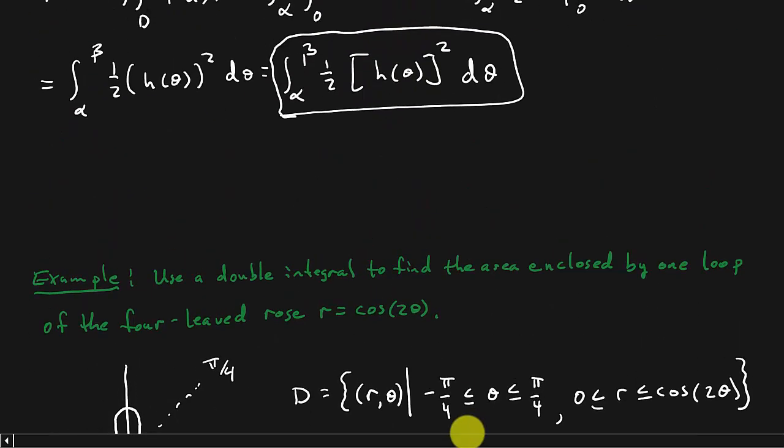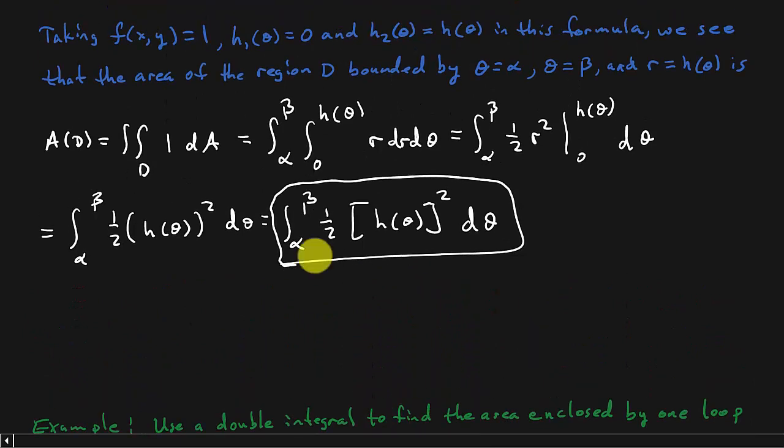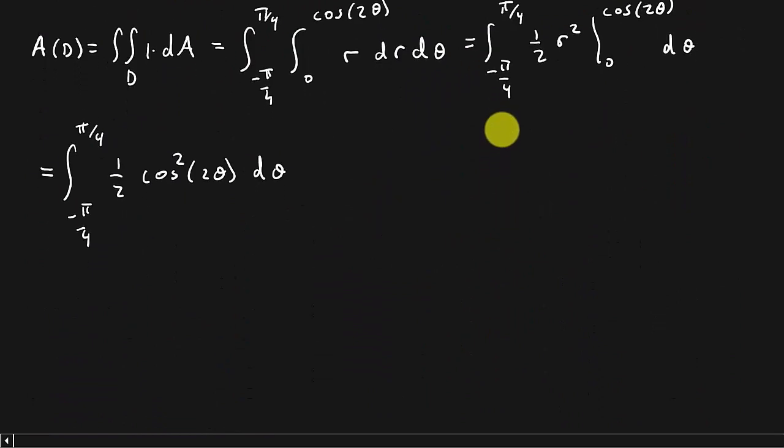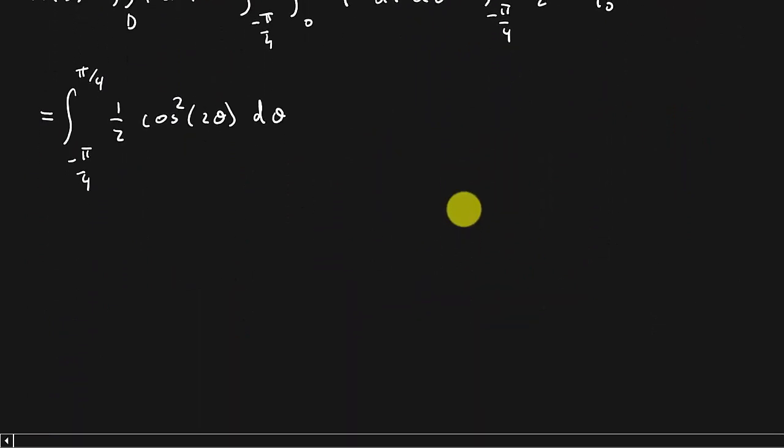And look, remember what this said up here? If we have that, we got down here alpha to beta, so there's your negative pi over 4 to pi over 4, 1/2 h of theta squared. What was h of theta in our problem? It was cosine 2 theta. So you see, we got right to here. If you don't remember this, you need to set it up. And that's what we did. We started from here and went through, and we got to this point.